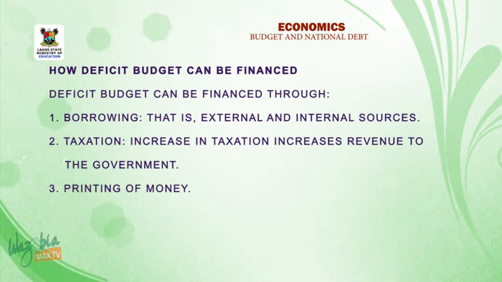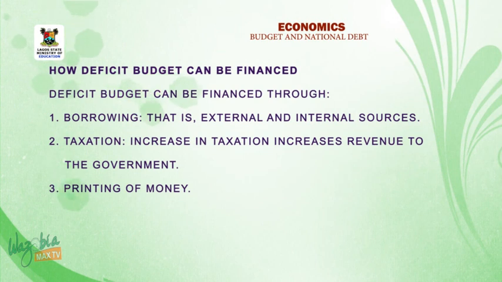How can deficit budget be financed? Deficit budget can be financed through 1. Borrowing, that is, external and internal sources. 2. Taxation. Increase in taxation increases revenue to the government. And lastly, printing of money.